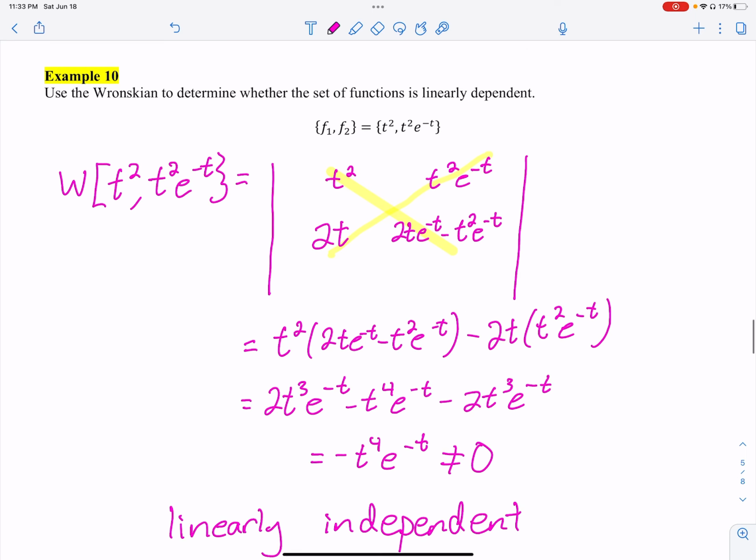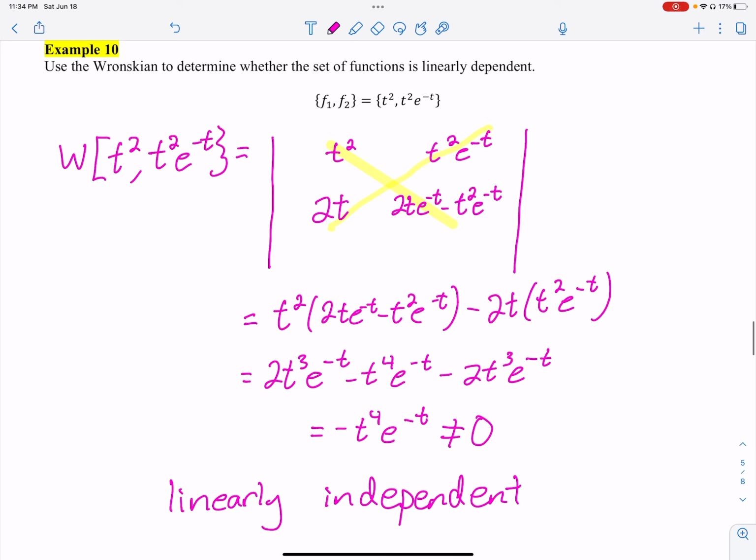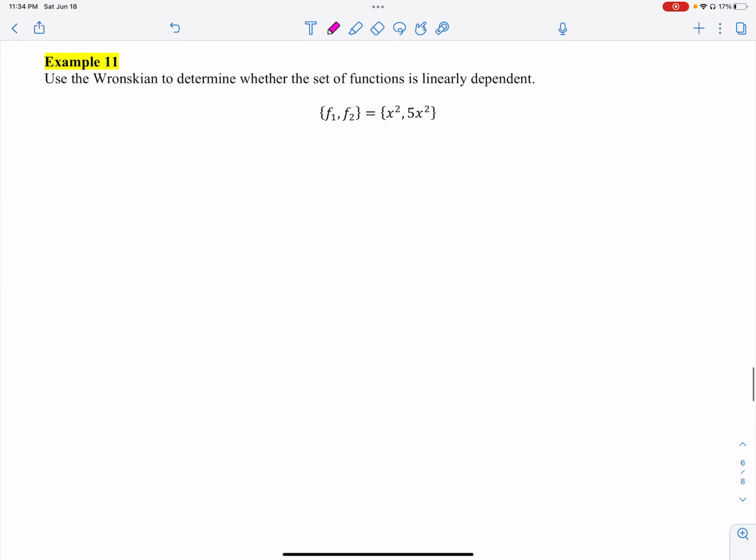What I like about this is it's a method. I didn't have to think about it. I had to think, I guess, to do the calculus, right? The derivatives and then do some multiplication. But I didn't have to sit and look for a couple C's. So we're going to look at some of the examples that we've already done. And I'm just going to show you how the Wronskian spits those out. So let's take a look at this next example.